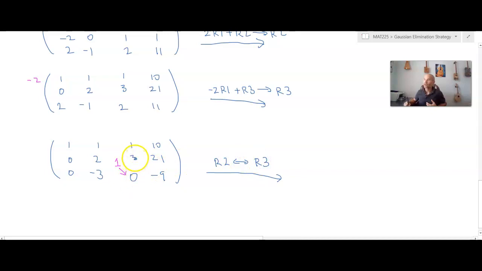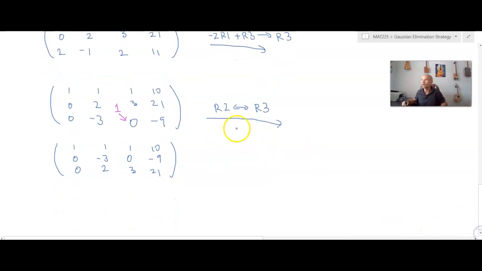All that's going to do is give me a non-zero constant in this bottom row. And it's not going to change my 1, 0, 0 structure in the first column because the second and third rows already have zeros within that column. So I'll have 1, 1, 1, 10. Then I'll have the second row, which will be the row swap between row 2 and row 3. And 0, 2, 3, 21. This should be a negative 9. All right, so it looks like we've done an okay job there.